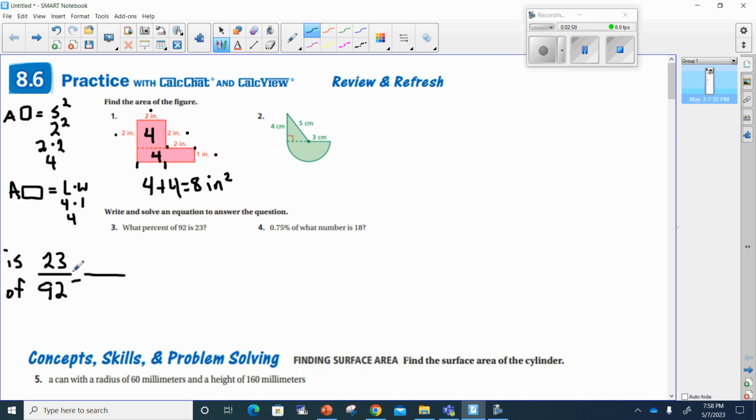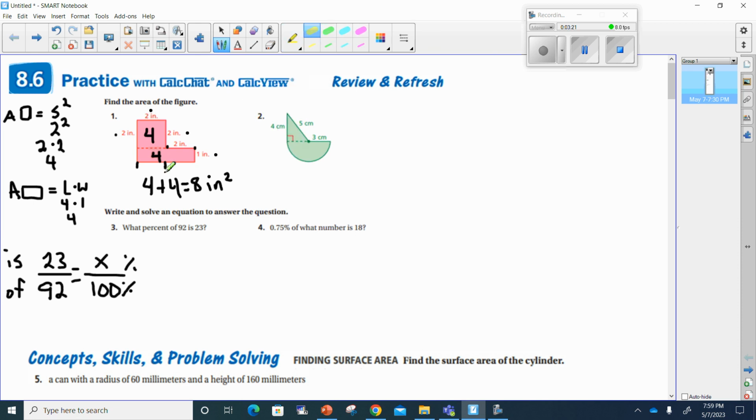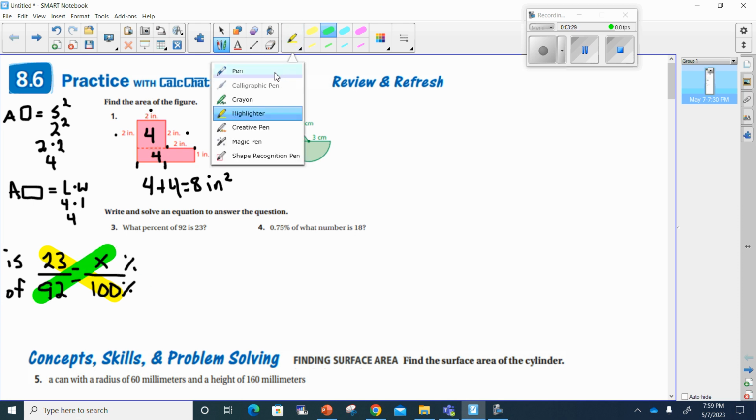I'm going to make this equal to a percent. Everything is based off of 100%. So 100 will always be on the bottom. I need to figure out what percent, that's X here, of 92 is 23. To do this, I'll cross multiply. I think we've done this in class quite a few times, but I'm going to show that for the people who are just learning here. We're going to take 23 times 100. It has to equal 92 times X.